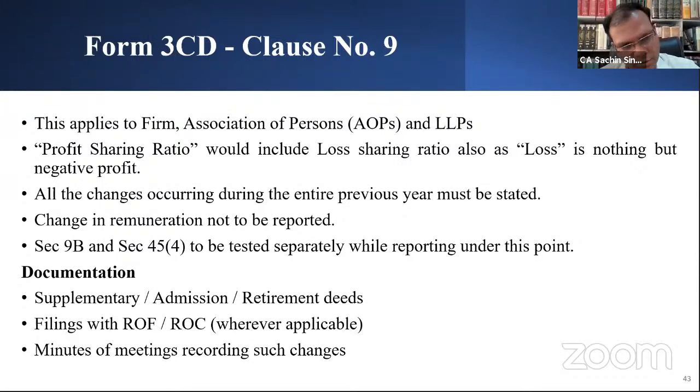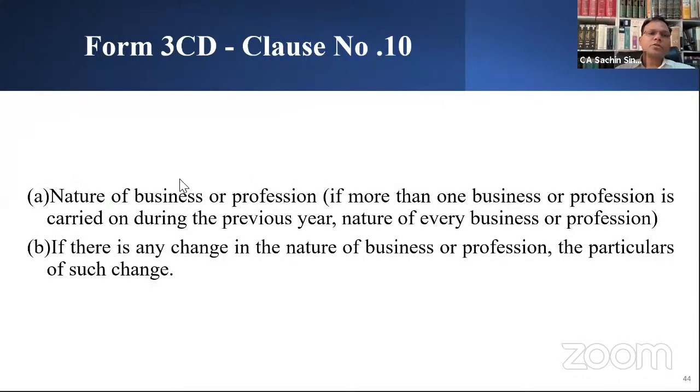If it is a reconstitution, and the partner has received some either money or capital asset or stock in trade, then in that case capital gain or business income would be calculated accordingly. So simply saying there is a change in profit sharing ratio, yes or no, we have to keep in mind that section 9B or section 45(4) may be triggered, and we have to calculate this liability for the purpose of our tax working. So clause 9 we have covered.